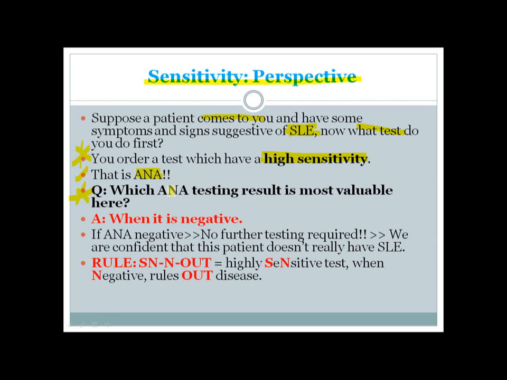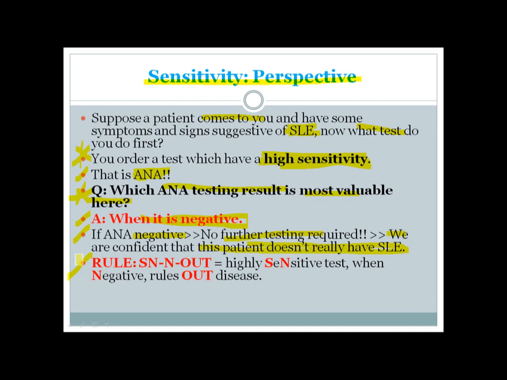Question: which ANA testing result is most valuable here? Is it a positive ANA test result or is it when ANA becomes negative? The answer should be when it is negative. It has more value, because if ANA is negative, you do not need any further testing and you are confident that this patient does not really have SLE, because this ANA has a high sensitivity. High sensitivity means this ANA testing should identify most or maximum of the people that have SLE. So as this ANA testing has come out negative, this patient most likely does not have SLE.